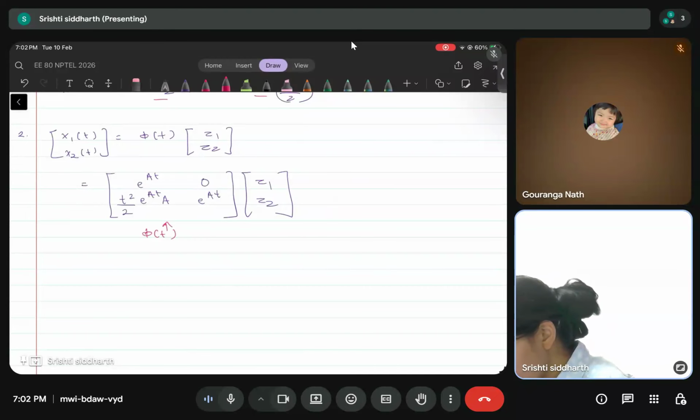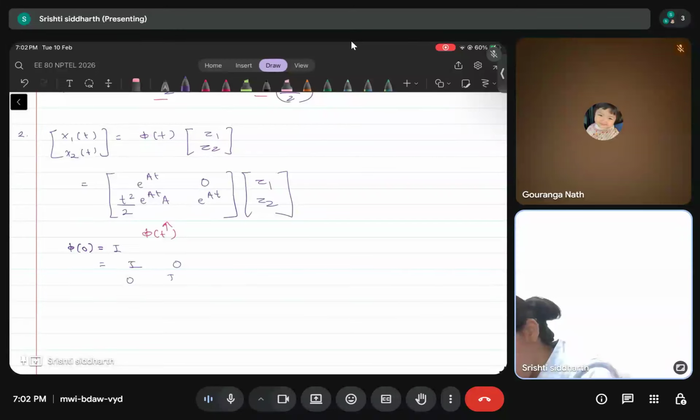So just check if you have completed this correctly. You can verify using the property that phi of 0 should be identity, right? So let's check. This is identity, 0, 0 and identity. So substitute t equals 0 in this matrix.